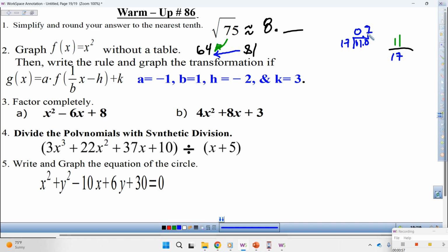7 times, is it? 7 times 7, 49. I got 4. 7 times 1 is 7 plus 4, 11. That's too high. Let's try 6. 6 times 7, 42. We got 4. 6 times 1 is 6 plus 4, 10. Subtract. And that is 8. Therefore, this is 8.6.